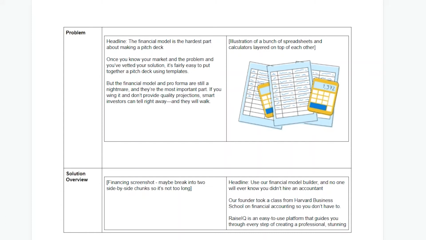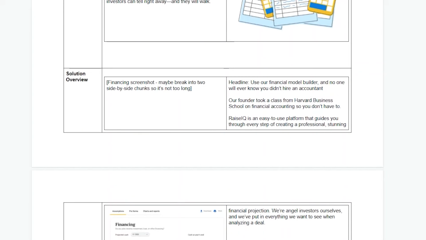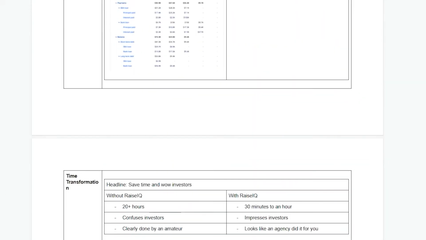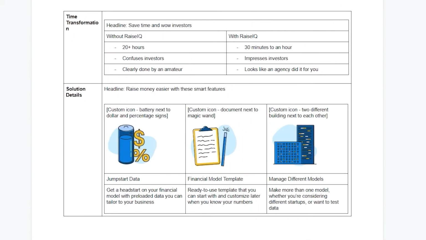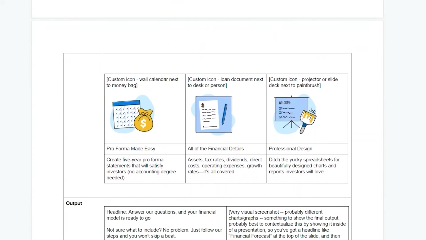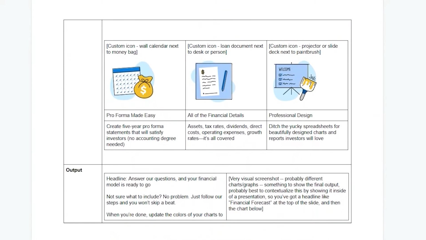So the designer then went and put the graphics in there, but I just write design ideas alongside the copy, just to make that clear. So there's the problem, solution overview, and then I think it goes into a transformation section, does it? Mm-hmm. Yeah, the transformation, then solution details, which is basically the specific features that back it up. And then there's an output section, just to make things clear.